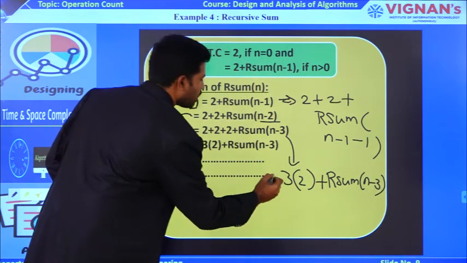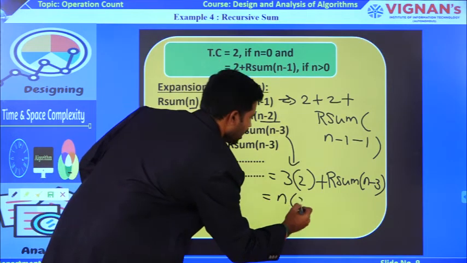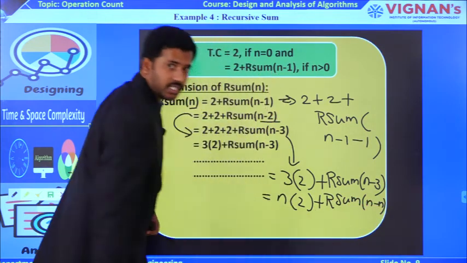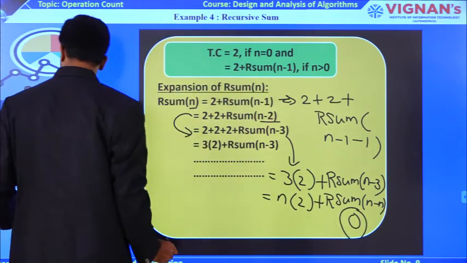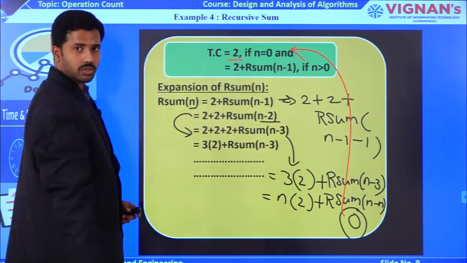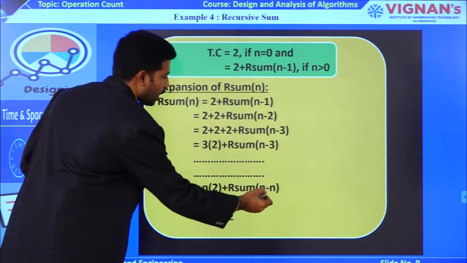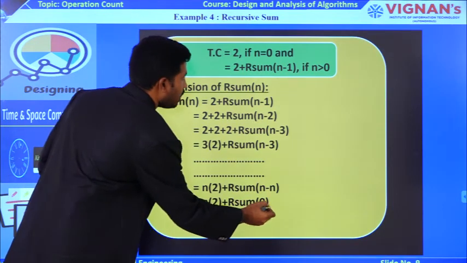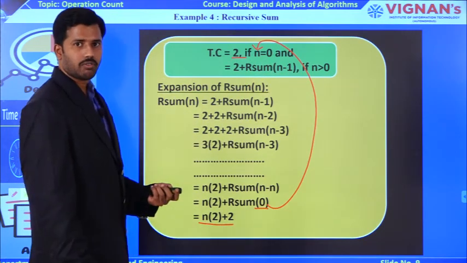Now I am converting this equation in terms of n. So ultimately this is going to look like n of 2 plus recursive sum of n minus n. What is the value of n minus n? That is going to become 0. So what is the value if the parameter is equal to 0? Ultimately the value is 2. Now you try to substitute these values. After knowing the parameter value 0, you can substitute this n value in the first case. The total time complexity of this expansion is going to be n of 2 plus 2.